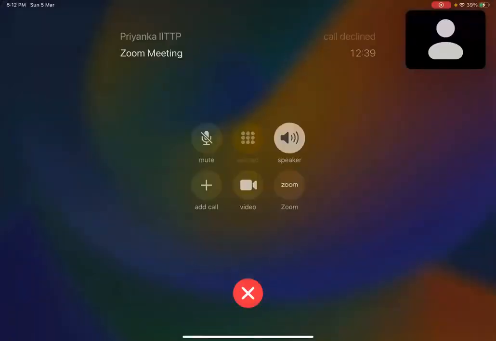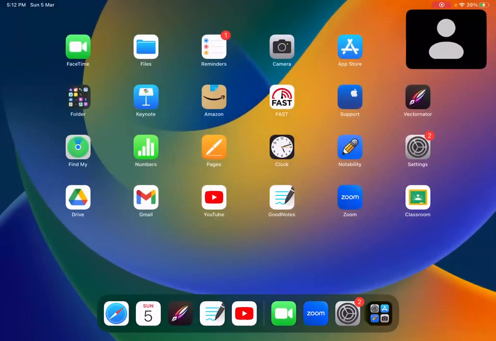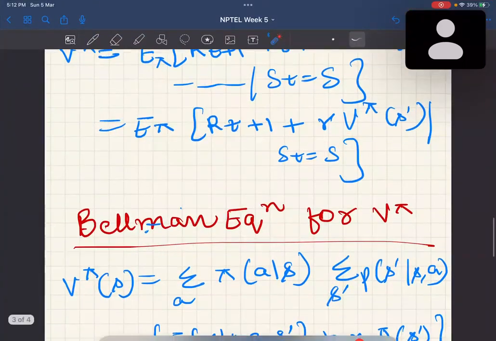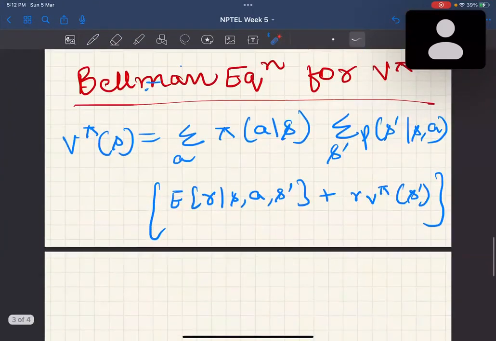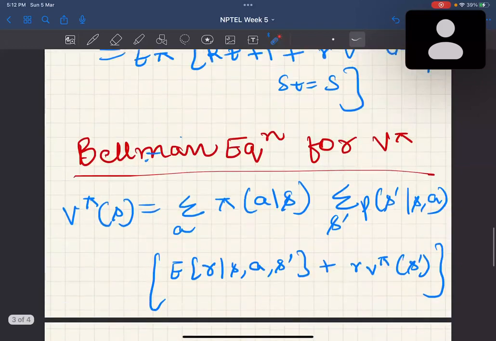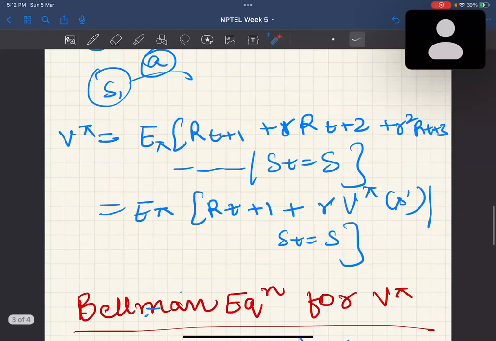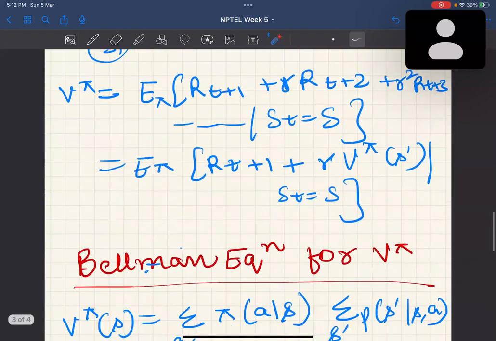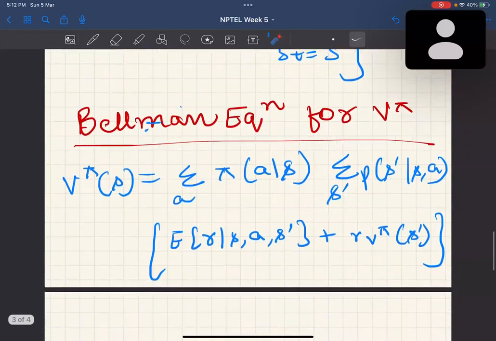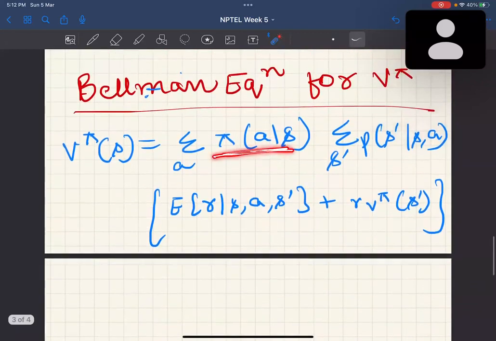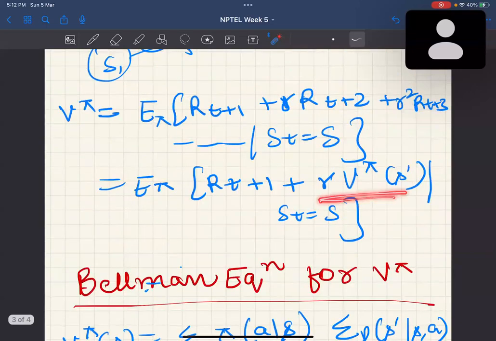Sorry for the interruption. R t+1 plus gamma V pi of S dash. So R t+1, I have written it. What is the expected reward? If I know the action, I know the S dash. How do I know the action? By the policy: if I am in the state S, the policy tells me the action. And what is the probability that, knowing S and A, I land in S dash? Now, what is the expected reward, plus this future reward. Clear?